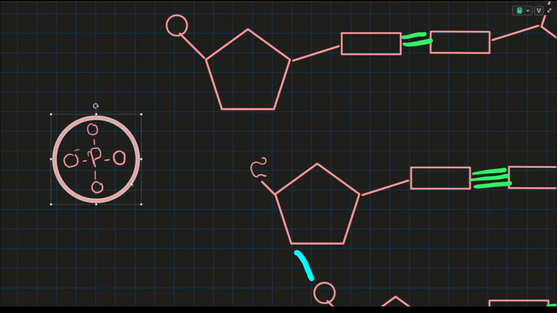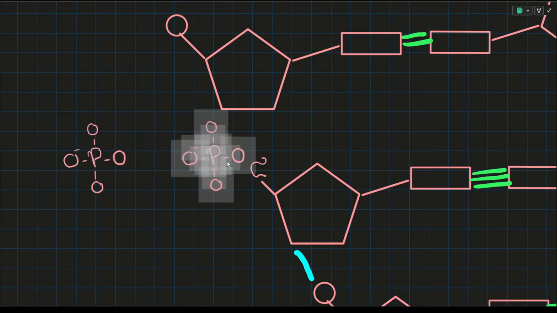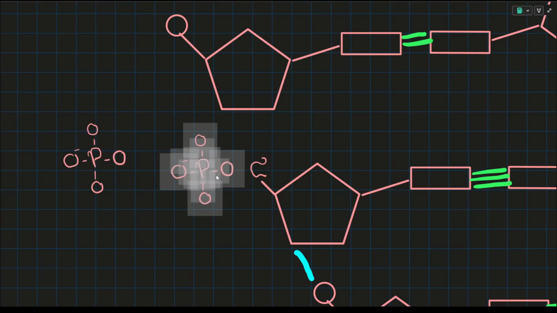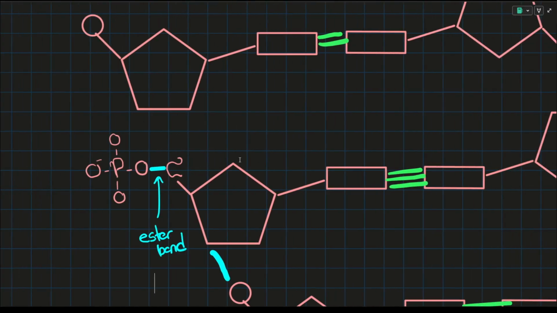Right, so I'm just going to get rid of the circle, and then I'm going to bring this in like this. And this is the first bond that's going to form between the carbon of the sugar and the phosphate group. And that is an ester bond. That's an ester bond. Okay, clear? Very simple. It's an ester bond.